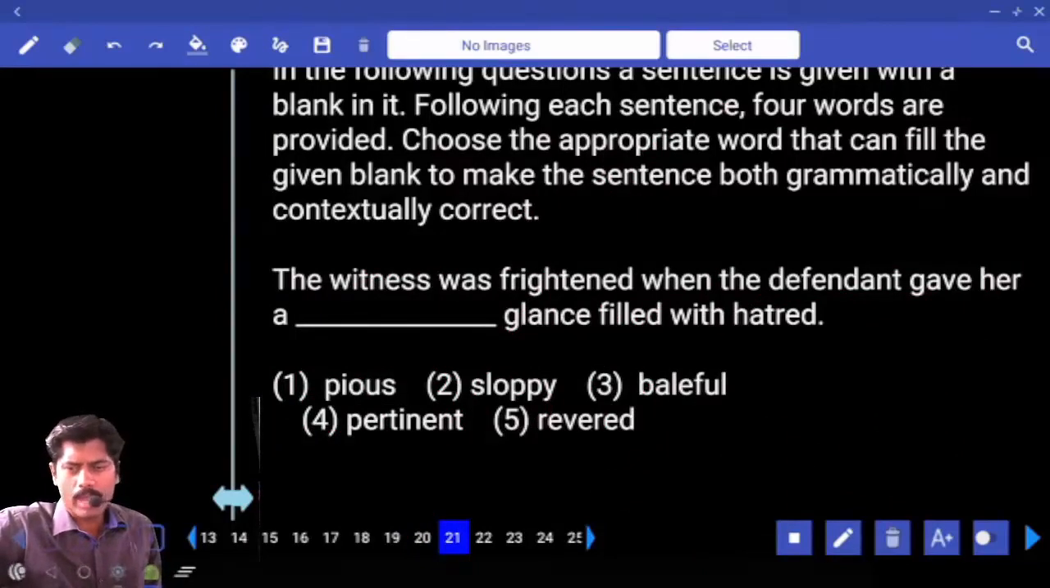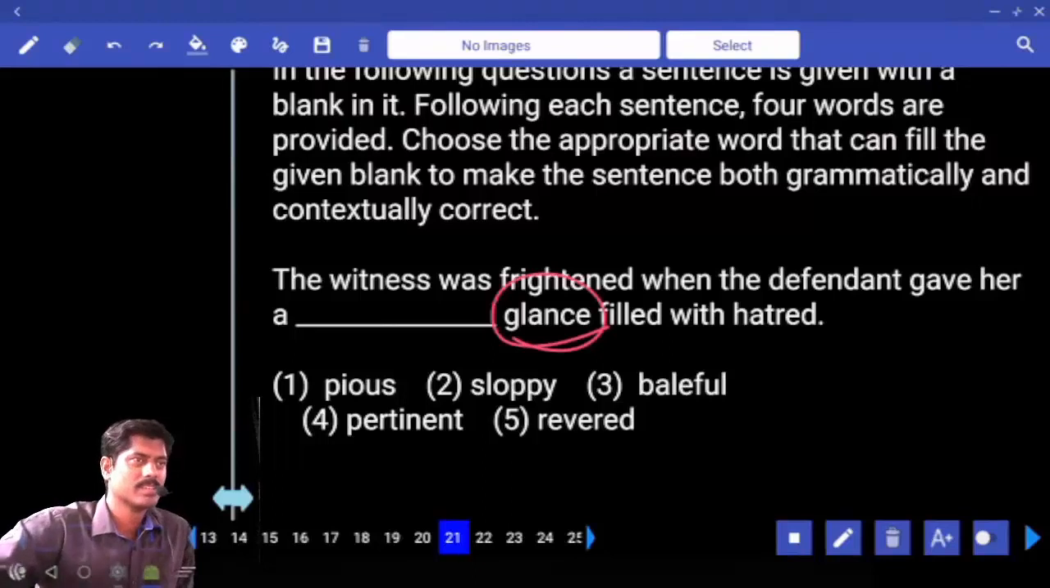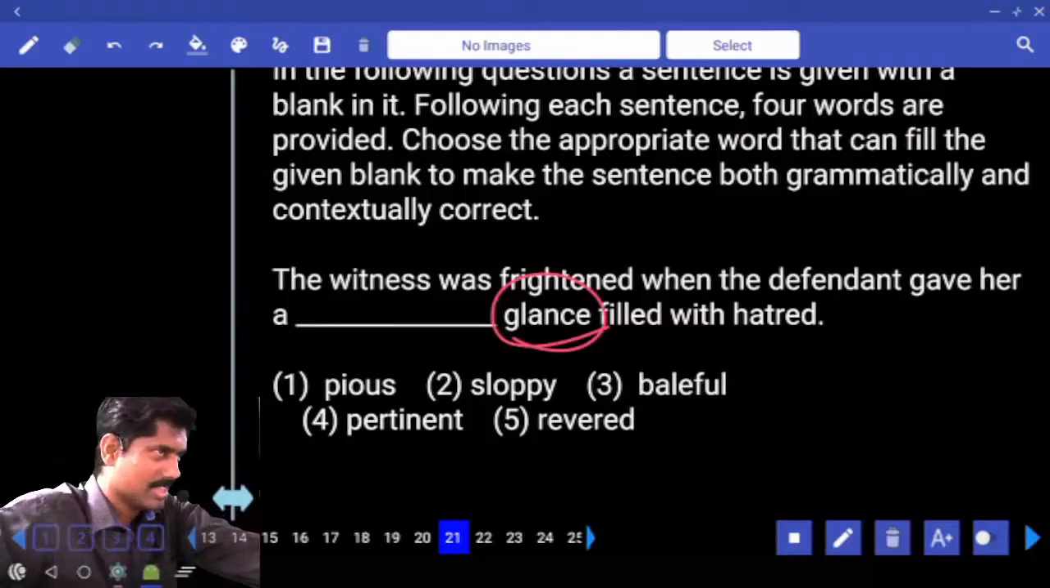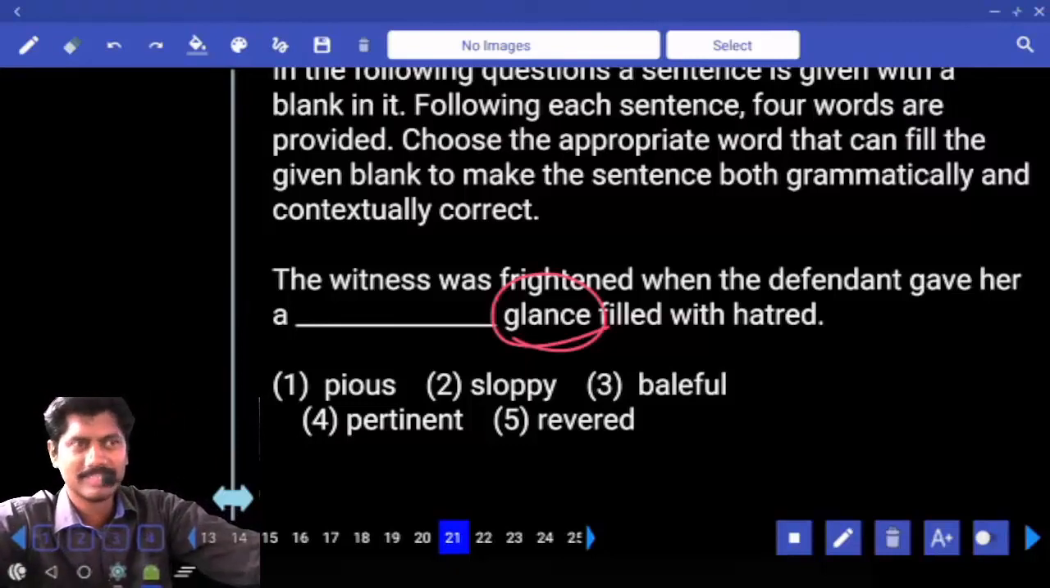The witness was frightened when the defendant gave her a dash glance. Do you know glance? Glance is nothing but a kind of look. A look, a quick look is called a glance. How do you glance at people?